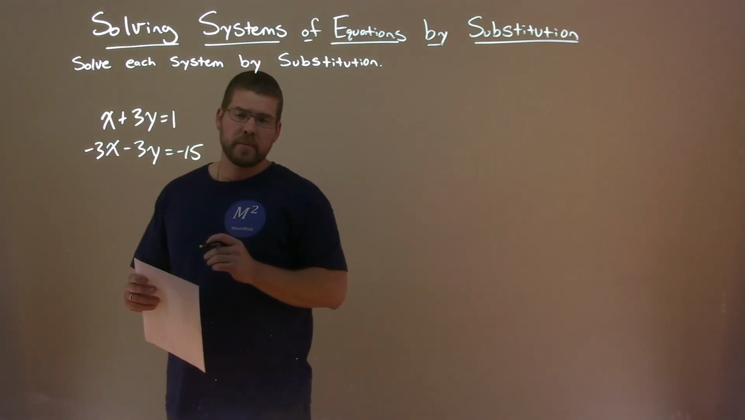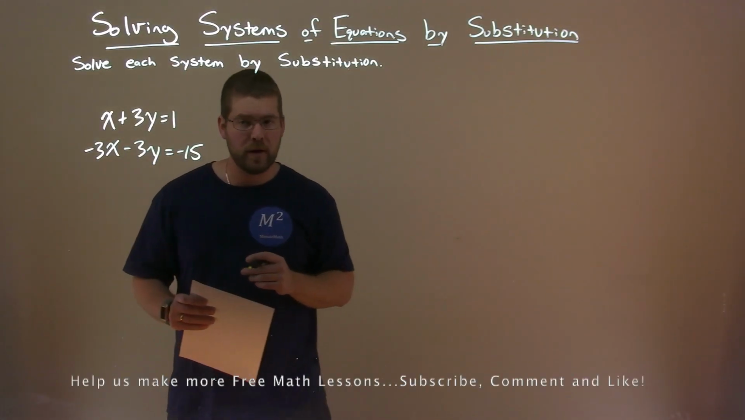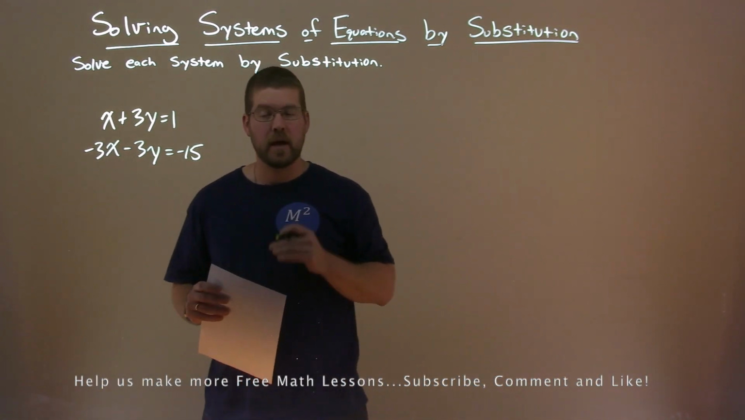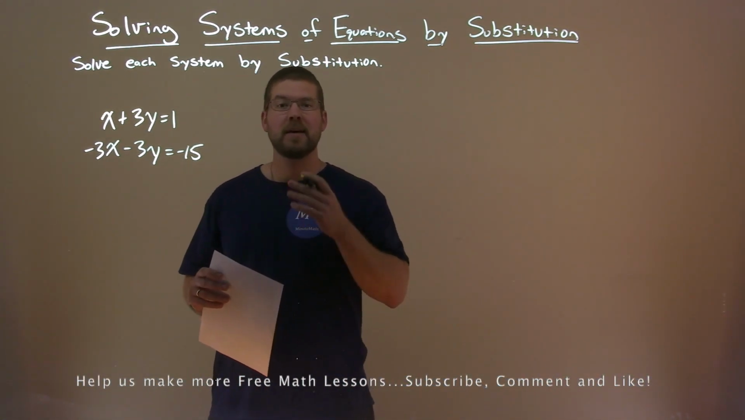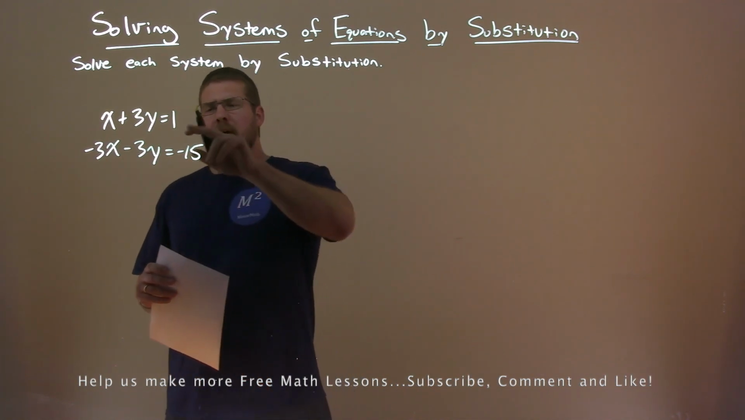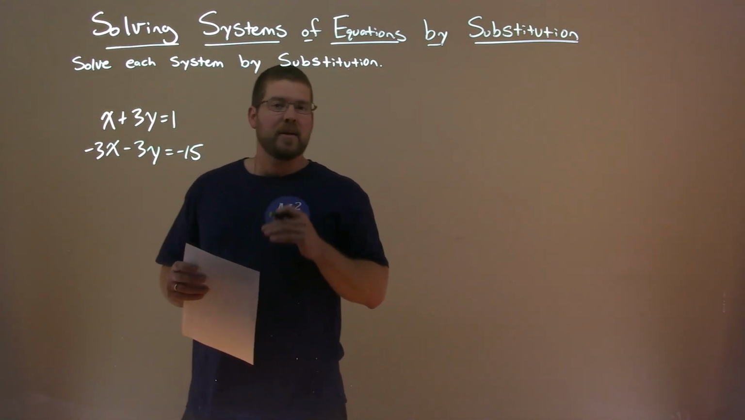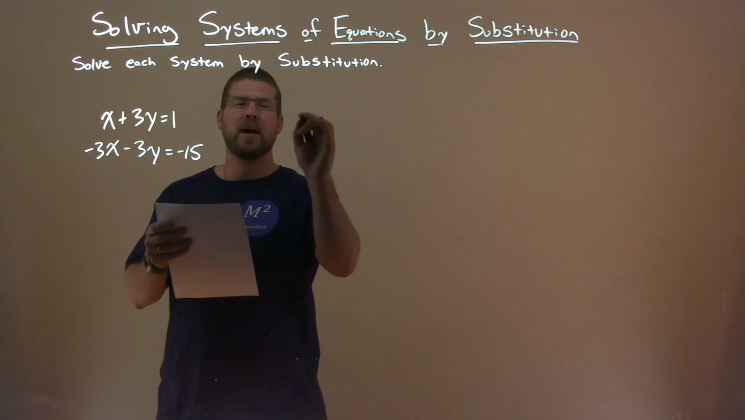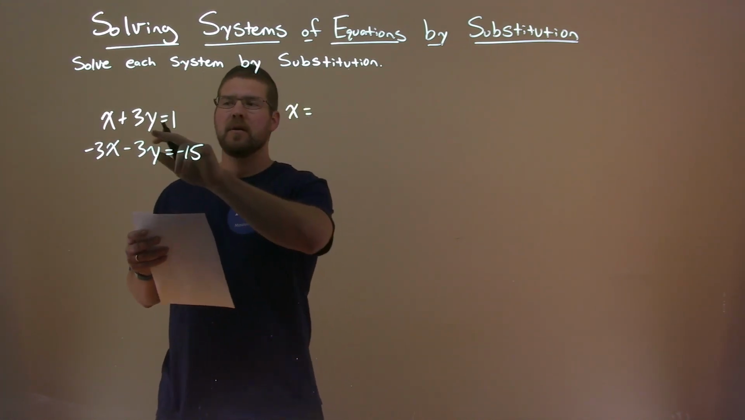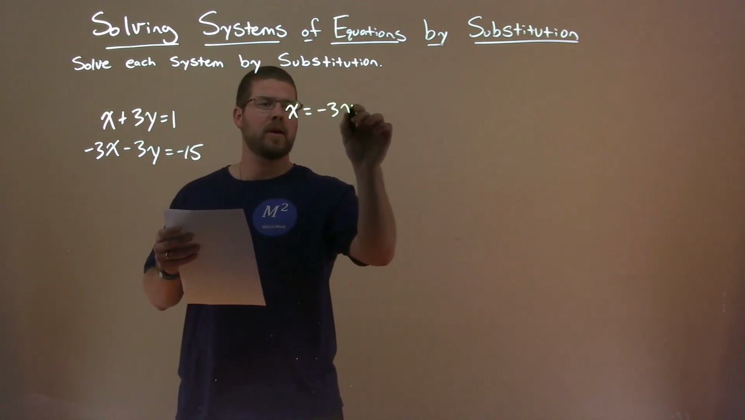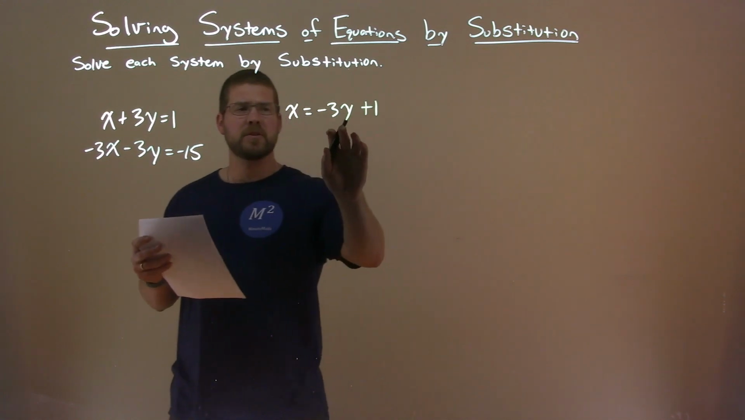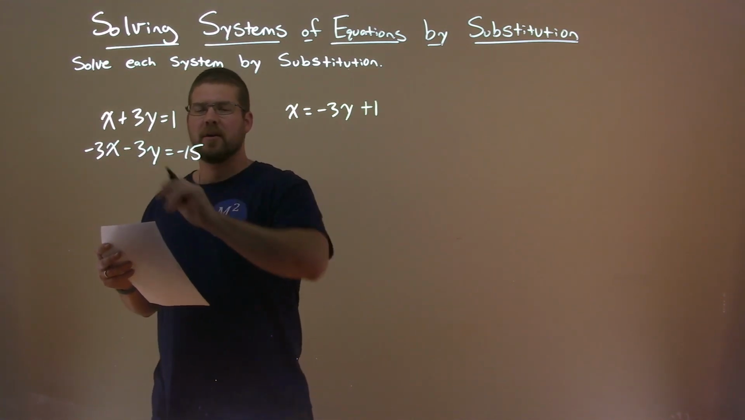We're given this problem here, x plus 3y equals 1, and minus 3x minus 3y equals negative 15. And we want to solve the system of equations by substitution. In my first equation, I can see I can easily get x by itself. Subtract the 3y from both sides. So to do that, I have x equals minus 3y plus 1. We take that information, and we're going to plug that in for our x value in the second equation.